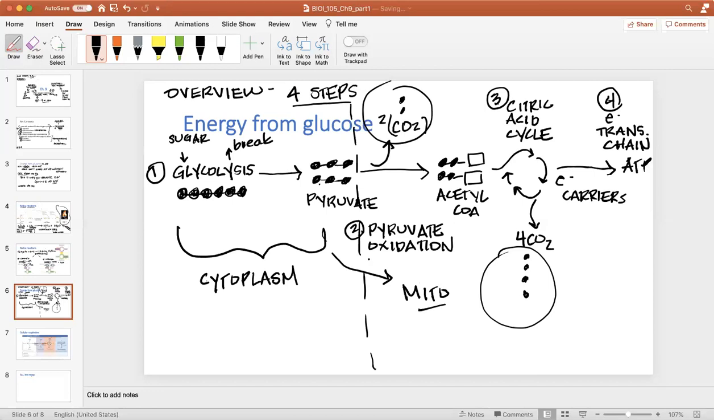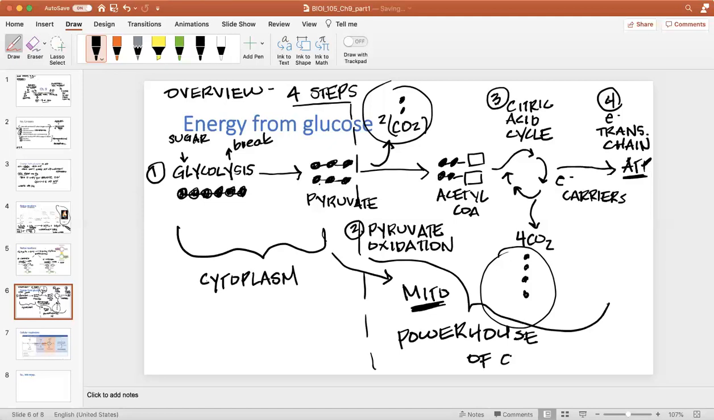Okay, so everything here is happening in the mitochondria. So the ATP are being generated in the mitochondria because y'all know that mitochondria are, of course, the powerhouse of the cell, right? Because their whole job is to make ATP.